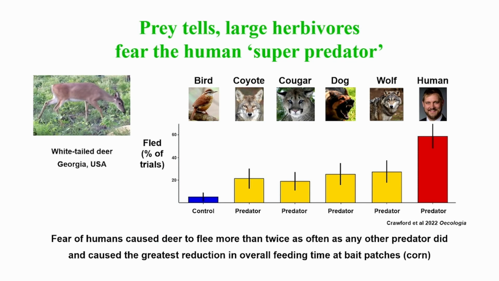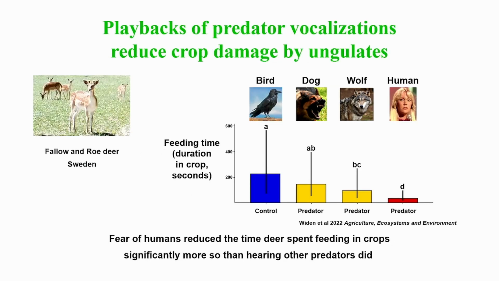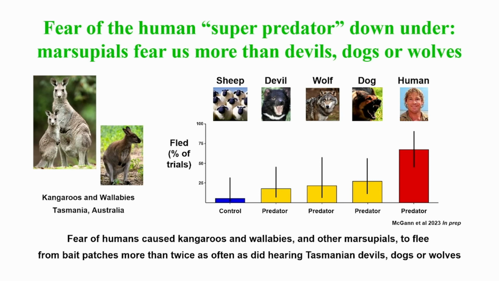After scaring cougars, we scared their prey, experimentally demonstrating that fear of humans caused white-tailed deer to flee more than twice as often as any other predator did, and caused the greatest reduction in overall feeding time at bait patches comprised of piles of corn. Moving to Sweden and working on fallow and roe deer, we experimentally demonstrated that fear of humans reduced the time deer spent feeding in agricultural crops significantly more so than hearing other predators did. Then, going down under to Tasmania, Australia, we experimentally demonstrated that fear of humans caused kangaroos and wallabies and other marsupials to flee from bait patches more than twice as often as did hearing Tasmanian devils, dogs, or wolves.